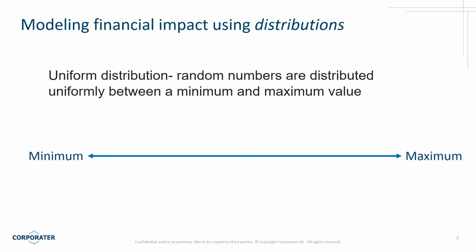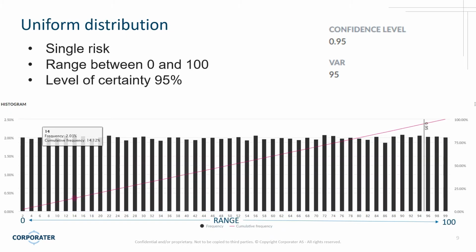If we have a range between 0 and 100, we are just as likely to receive a value of 0 as the value of 100 when a random number is generated. Every value in between the minimum and maximum has an equal chance of occurring. So in this example, I have a single risk, and I just want to focus on the distribution here. But my range is between 0 and 100. And that's just to keep things very simple and easy to understand.